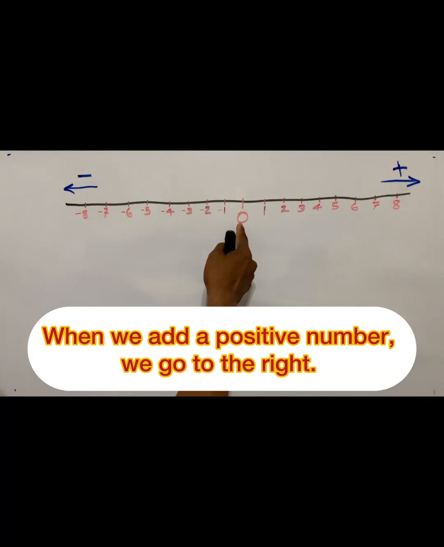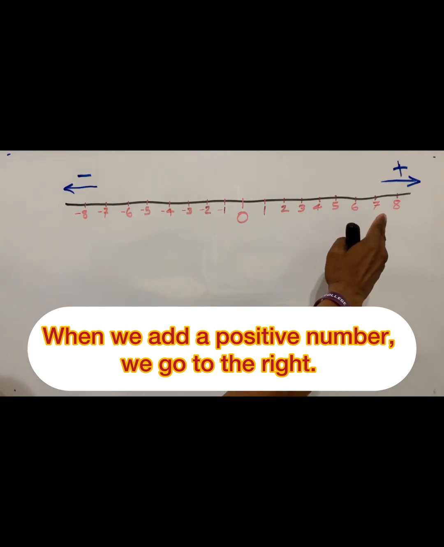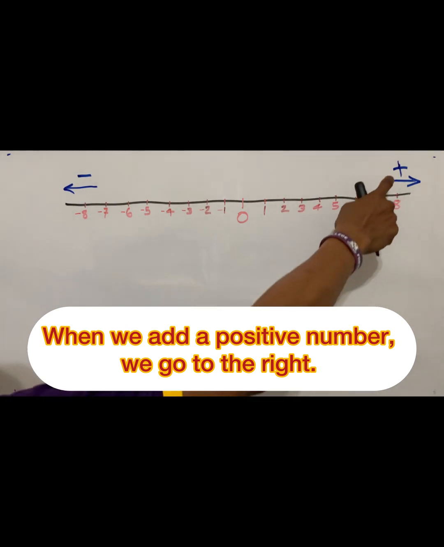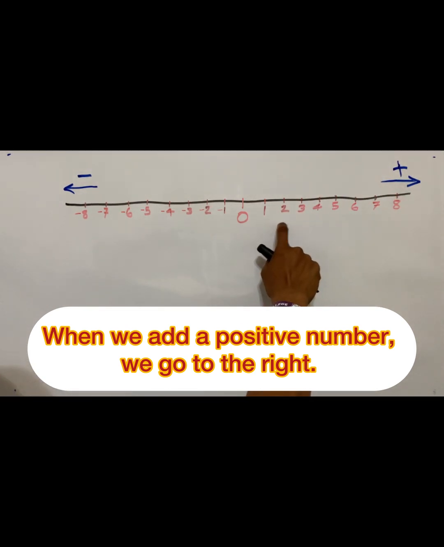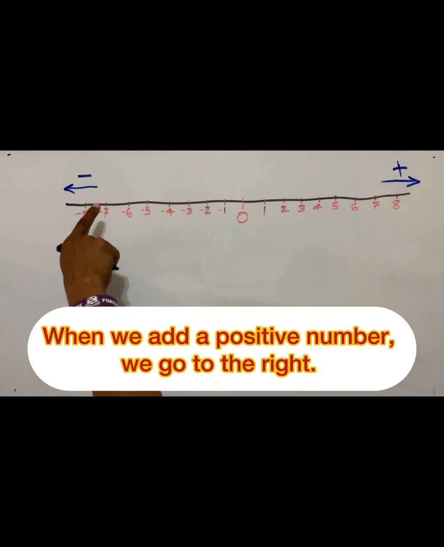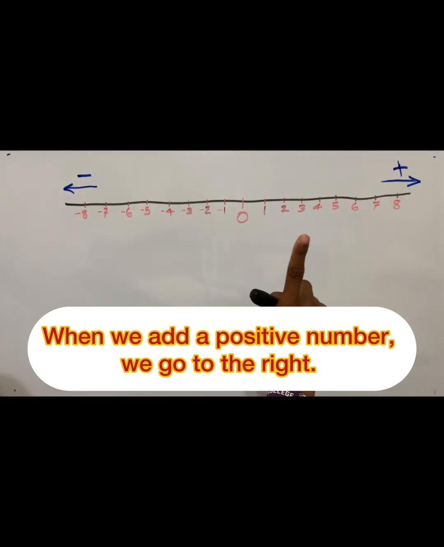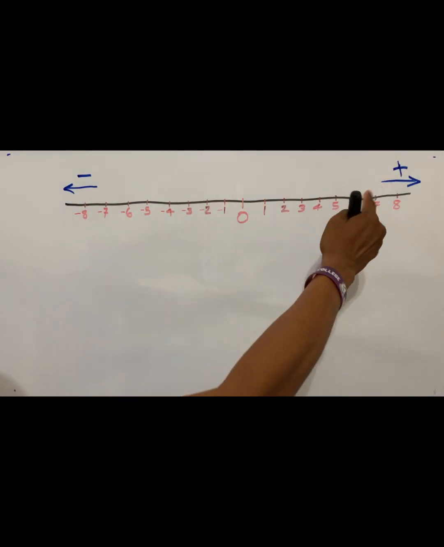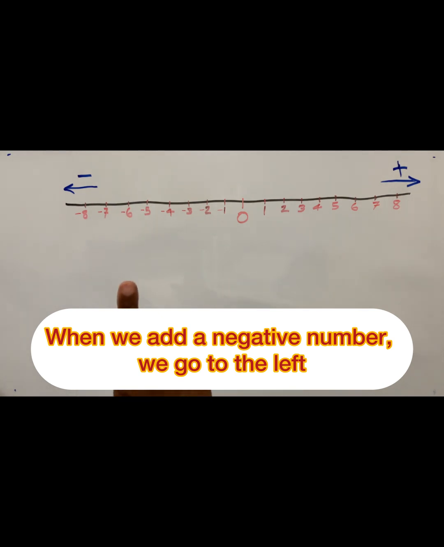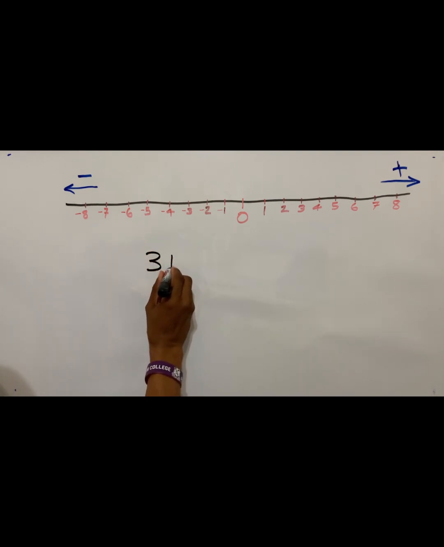Okay, let's look at this number line where we have 0 in the middle, positive numbers on the right, negative on the left. When we add a positive number, we go to the right. Don't worry, we'll be getting more into it. As I said, when we add a positive number, we go to the right. Likewise, when we add a negative number to a number, we go to the left. Okay, let's do some examples to make it simple.